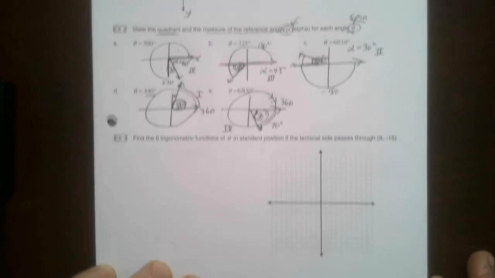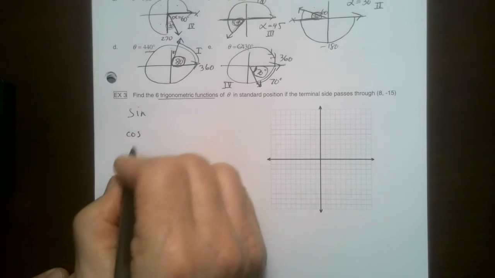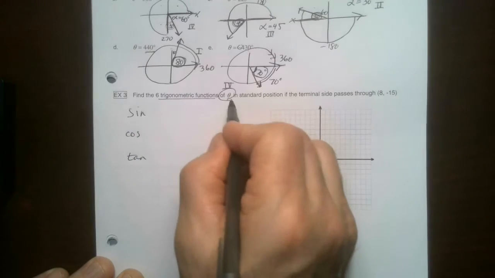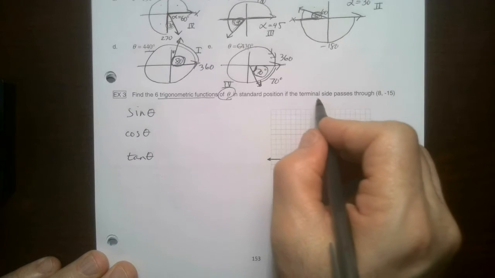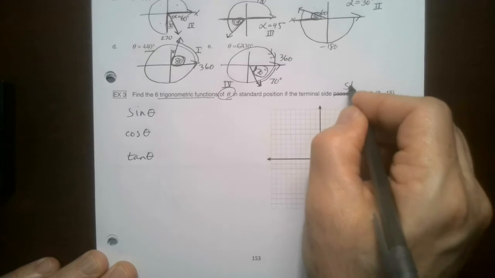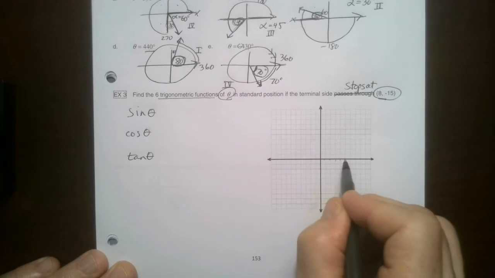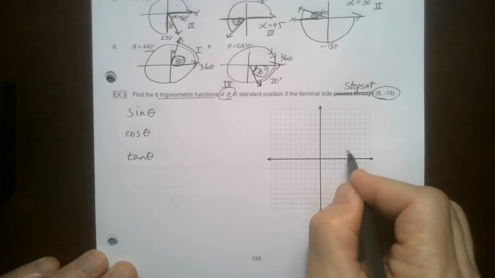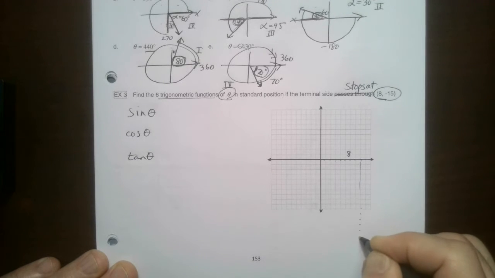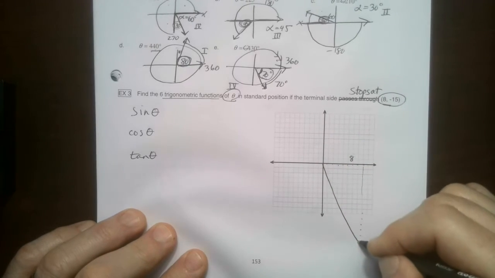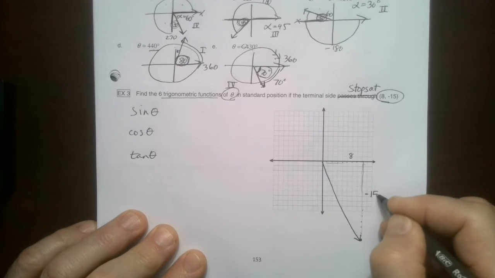Now they're going to actually have you do some trig. Find the 6 trigonometric functions. So sine, cosine, tangent of theta. So we're going to throw our little theta in there. And it says, whose terminal side passes through, I like, stops at 8, negative 15. 1, 2, 3, 4, 5, 6, 7, 8. So I'm going to label that. And then down 15. I know this is 10. So I go 1, 2, 3, 4, 5 more. And this is where my spinner stops. This is 8. Now you got to keep track of the sign here, negative 15.